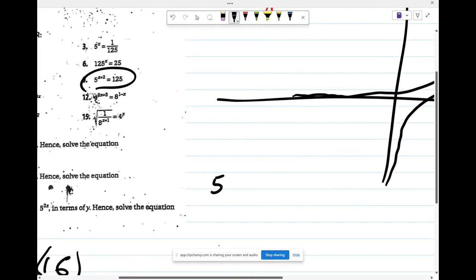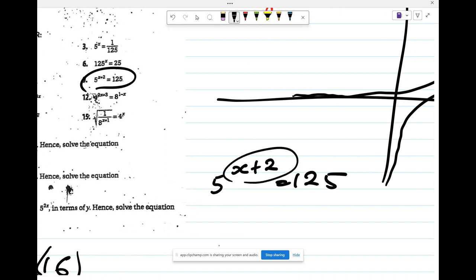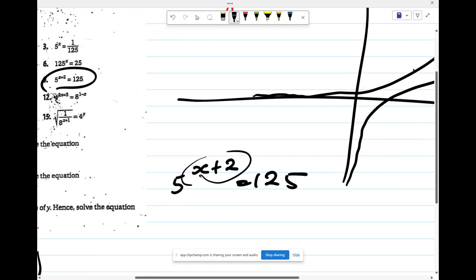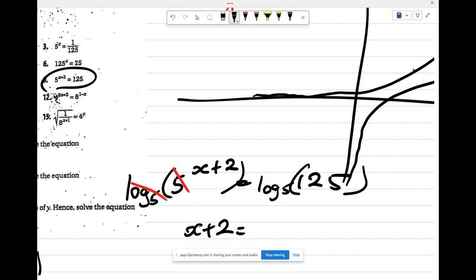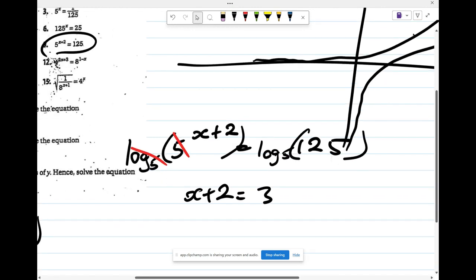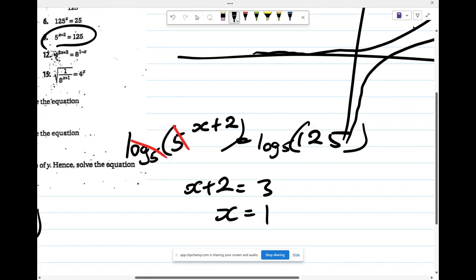Okay, so this one says 5 to the power of x plus 2 is equal to 125. Okay, it doesn't matter there's a plus 2. Our x is still stuck up in our 5, so what's the opposite of raising something to the power of 5? Well, it's log to the base 5. And then keep both sides equal. Log 5, this cancels with this. x plus 2 is equal to whatever log to the base 5 of 125 is, which is 3. So x plus 2 is equal to 3. x is equal to 1.